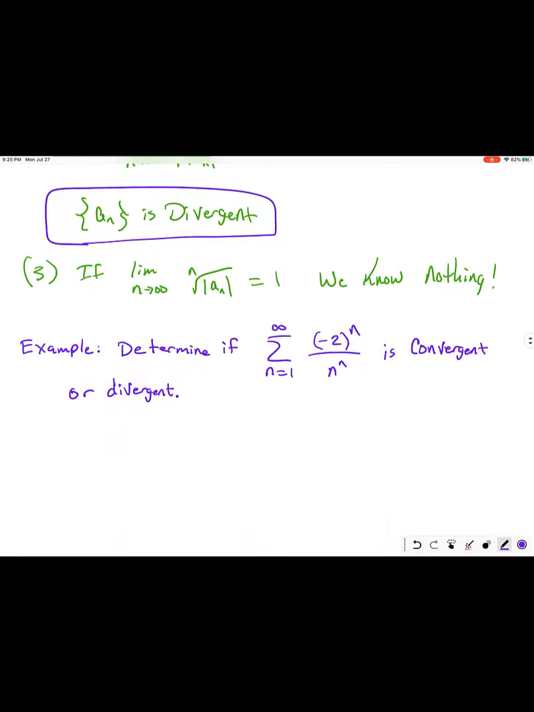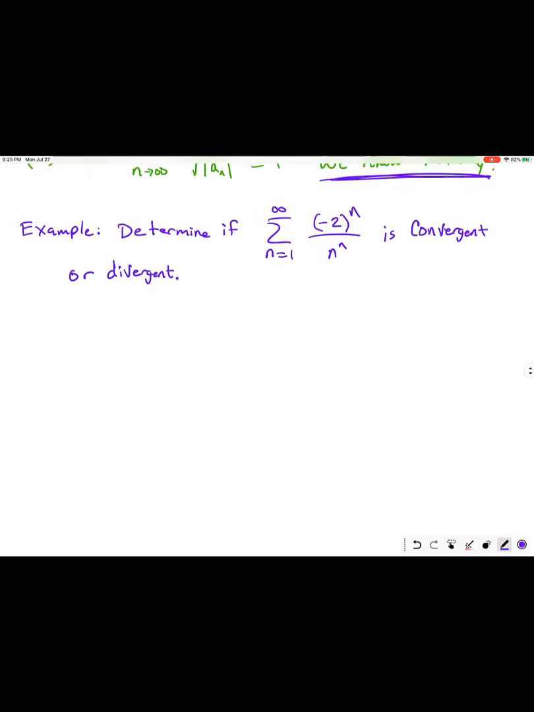And finally, case number 3 is kind of the worst case. What happens if we apply that limit as n approaches infinity of the nth root of the absolute value of a sub n, and it's equal to 1, then we don't know anything. And I think that's the worst case because we did all that work and we didn't accomplish anything.